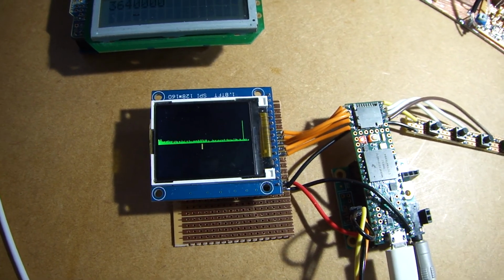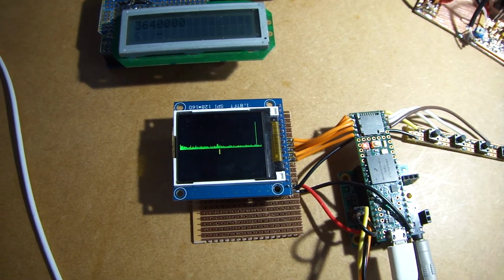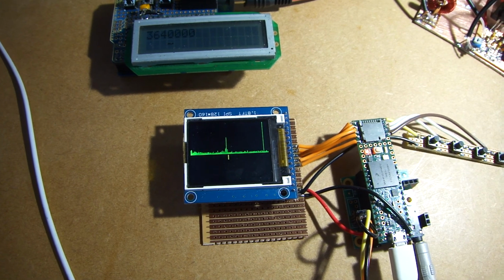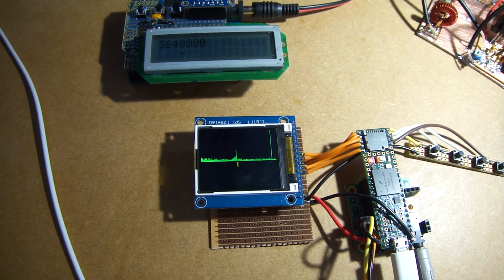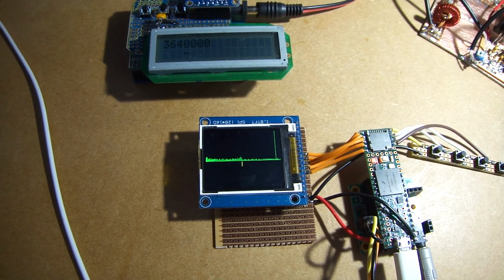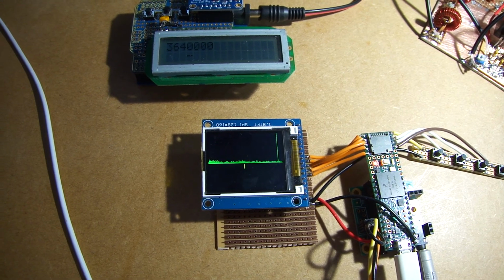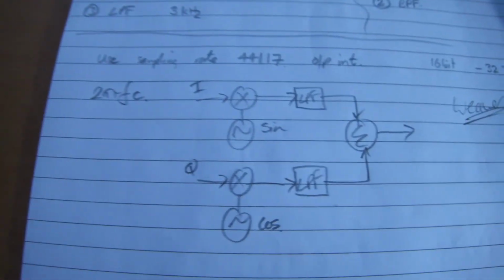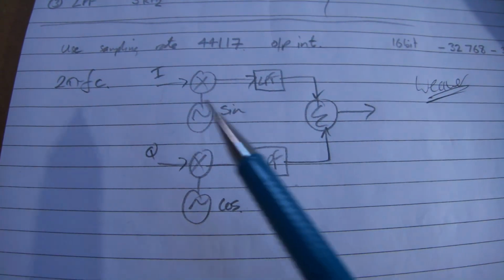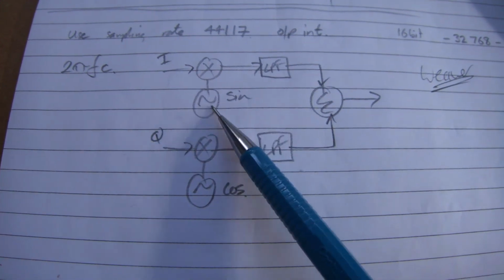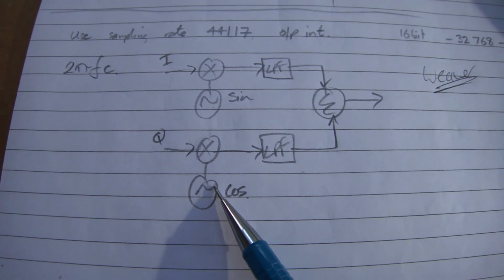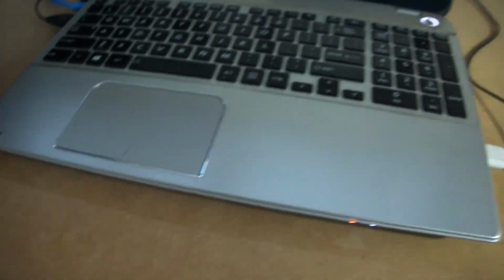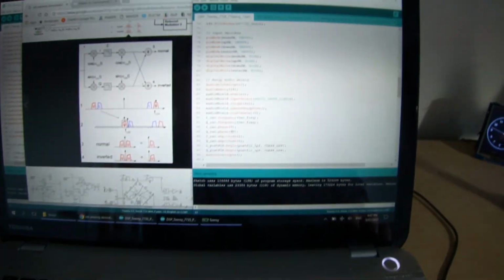So the two mixers that are then down converting that 10 kilohertz down to baseband have a sine and a cos for each one, sitting at 10 kilohertz. So sort of very similar to this. I is coming into a mixer with sine and Q is coming in with cos, which is actually quite easy to do in software with this particular library.